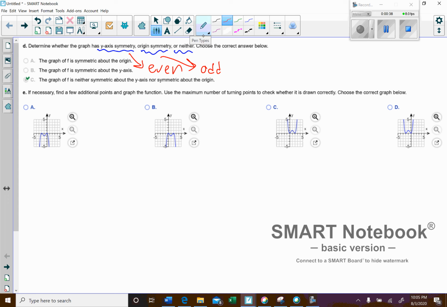And so let's see, on this particular one, I'm not sure which graph it is, but all of these would actually be neither. All these pictures I'm looking at, they're all neither.